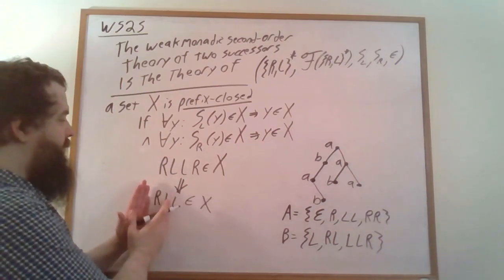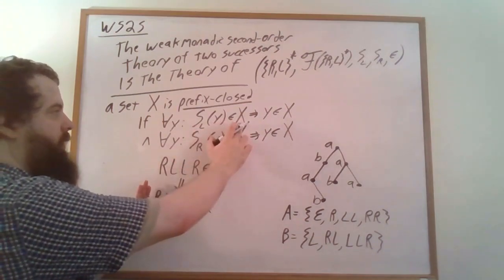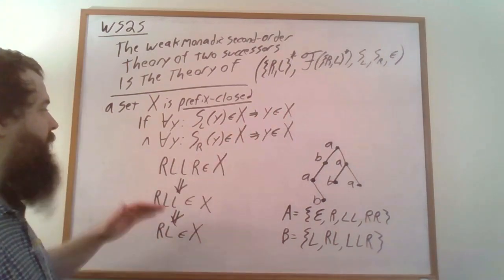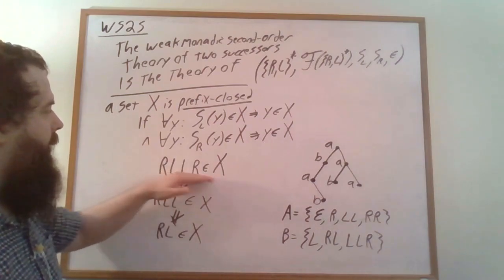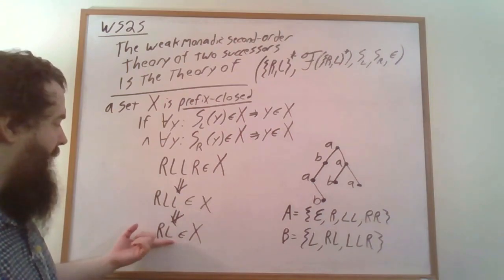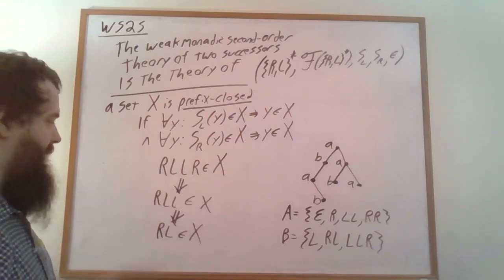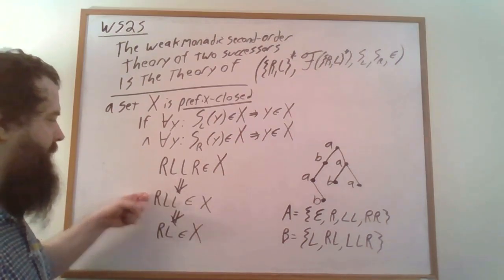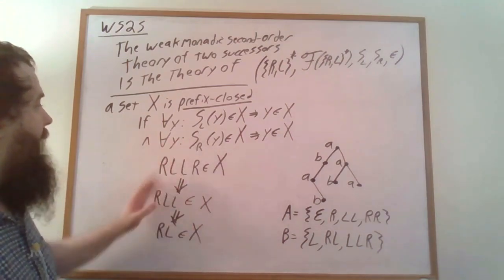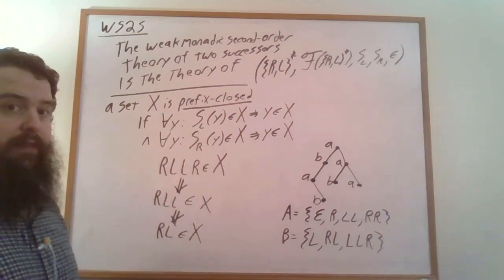And now because RL with an L tacked onto the end is in x, RL by itself has to be in x. And so we can see that because the word RLLR has to be in x, one of its prefixes, RL, also has to be in x. And all of its prefixes have to be in x. We know that RLL is in x. We can also prove that R by itself has to be in x, and the empty word, which is a prefix of everything, also has to be in x.